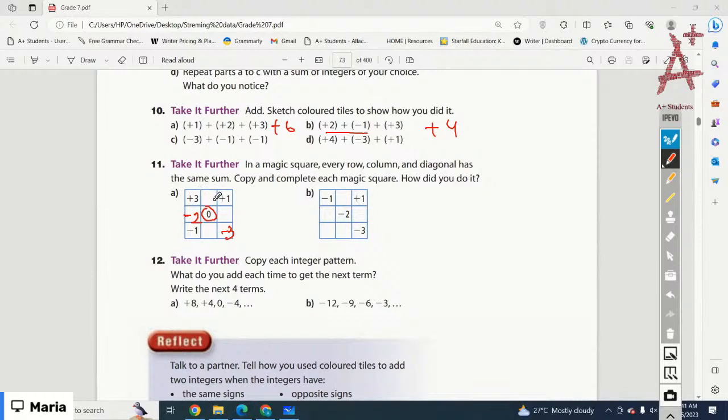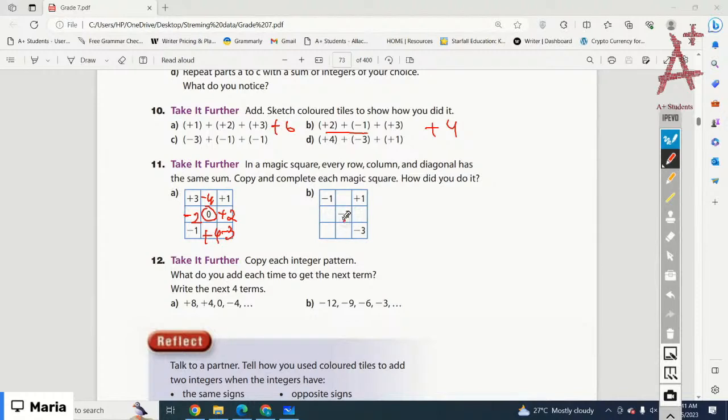Same is the case, positive 3 and positive 1 makes positive 4. That means here you have negative 4, because either row wise or column wise, you have to make 0. Okay, positive 1, negative 2. Here you have positive 2, because positive 2 plus positive 1 makes positive 3, and positive 3 and negative 3 makes 0, right? And then you have negative 3 here. Negative 3, negative 1 makes negative 4. Here you have positive 4, right?